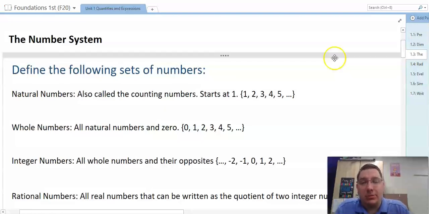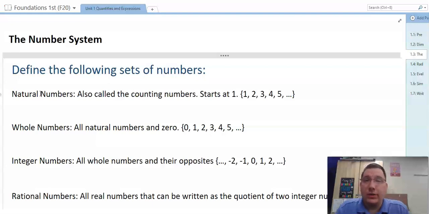And so remember first the natural numbers. Natural numbers are also called our counting numbers. They start at the number 1. And they go 1, 2, 3, 4, 5, and go on forever, right? I mean, they don't stop. I mean, you can go to a million and a billion and a trillion and keep going, right?